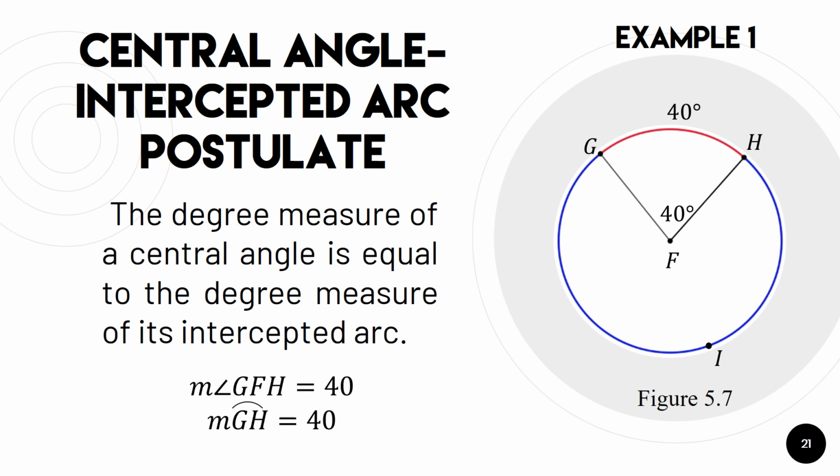Central angle intercepted arc postulate. It states that the degree measure of a central angle is equal to the degree measure of its intercepted arc. Given the measure of angle GFH as 40 degrees, we can say that the measure of arc GH is also 40 degrees.